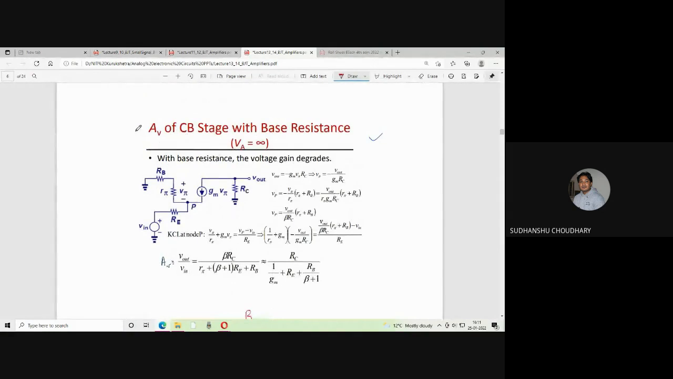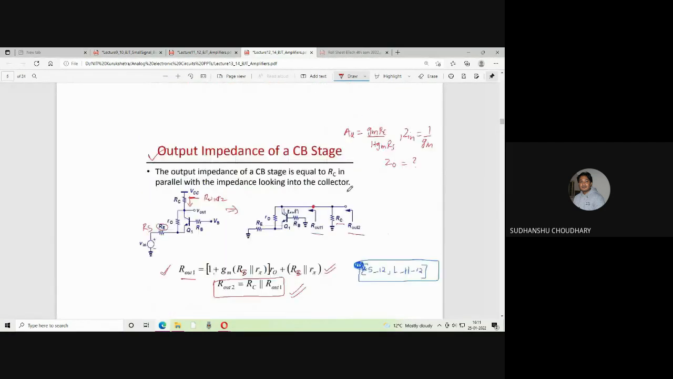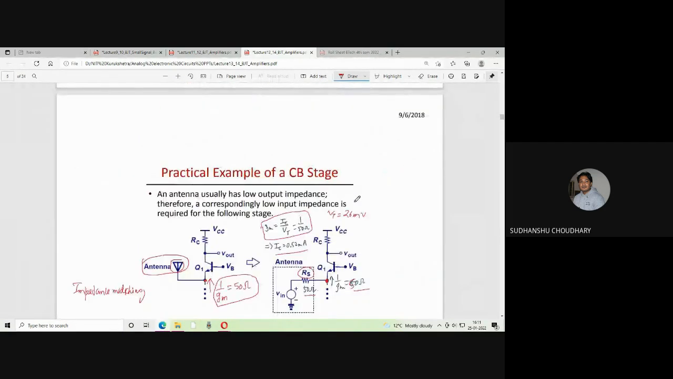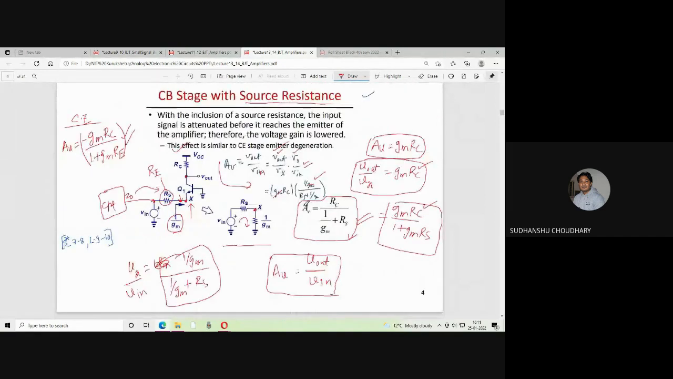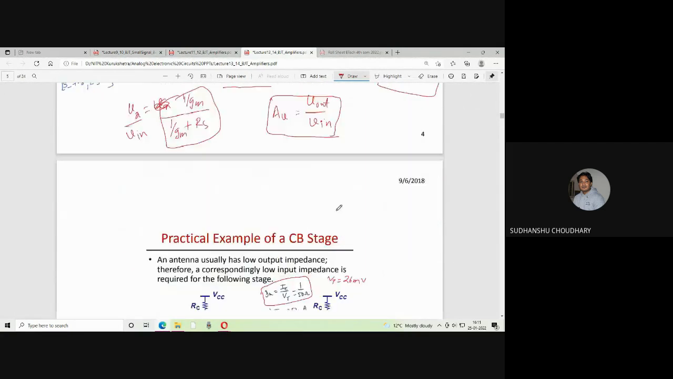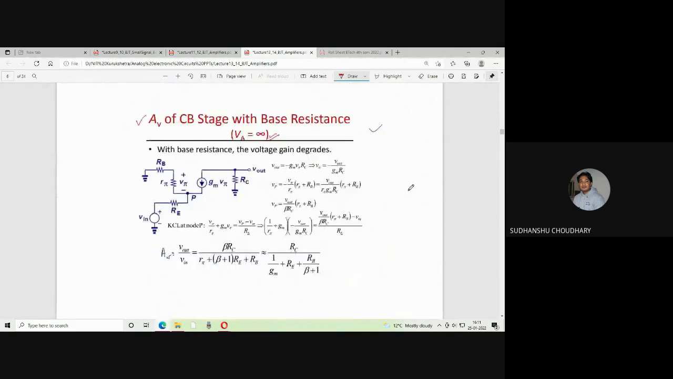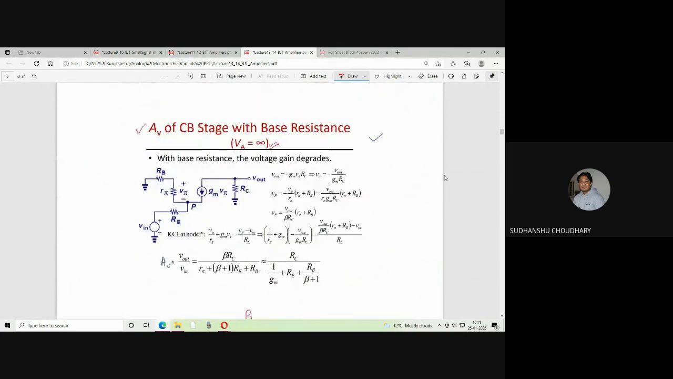Now let us comment on the gain of common base stage with base resistance. And here VA is assumed infinite. So earlier I think we had calculated the gain without base resistance. So for example, we had calculated gain over here. So this gain was without base resistance. No base resistance was present. Now let us use the base resistance and see how it affects the gain. So a base resistance is added here, this one.